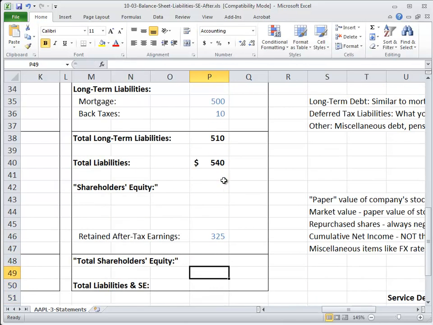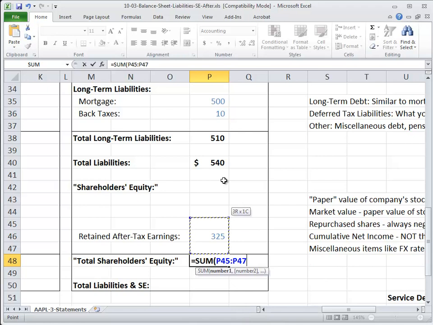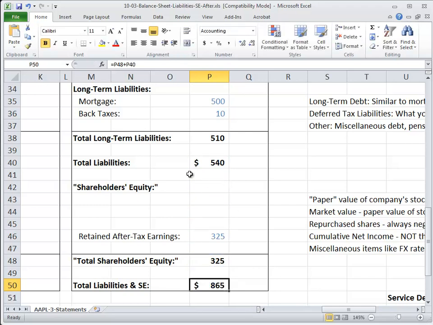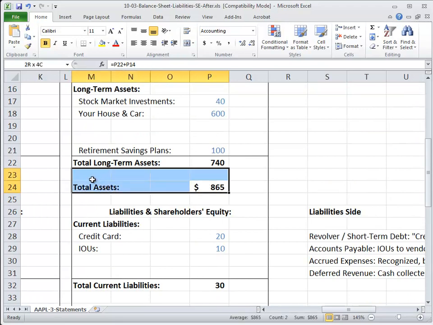Then for shareholders' equity, I'm going to do the same thing. And then let's sum up everything here. Total liabilities and shareholders' equity. We're going to take total shareholders' equity plus total liabilities. We get to 865, which matches the 865 under assets. This is a good sign.